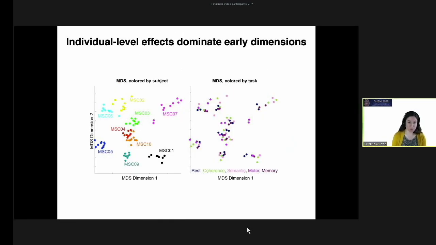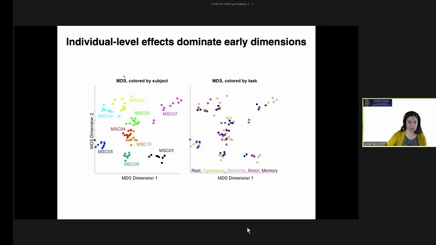We took a few different approaches to looking at the similarity of these functional networks across these different types of conditions. The first was a data-driven approach using multidimensional scaling, as shown here. Now, in these multidimensional scaling plots, each dot represents a correlation matrix, and their position in space represents how similar they are. The closer they are together, the more similar these correlation matrices are to one another.